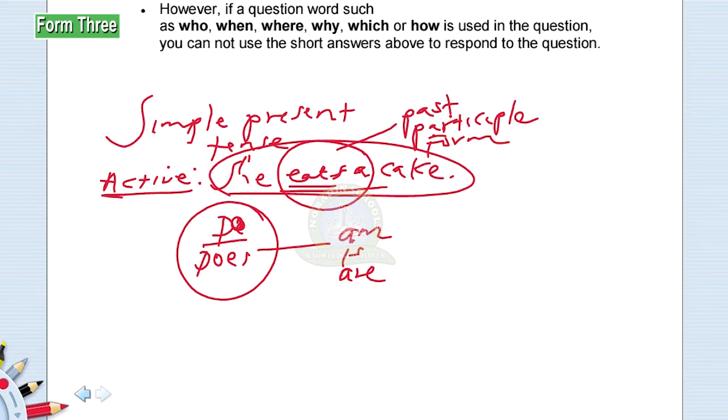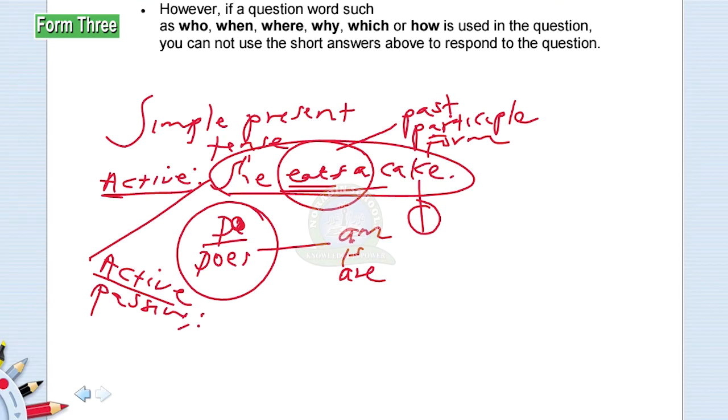Normally, as I said earlier, the subject of your active voice becomes the object of your passive voice, and the object of your active voice becomes the subject of your passive voice. So I want to take an active sentence and write a passive sentence. Because the object of your active voice becomes the subject of your passive voice, you say what? A cake.